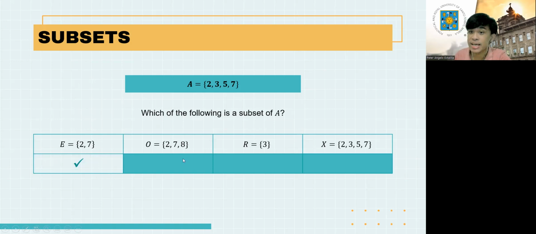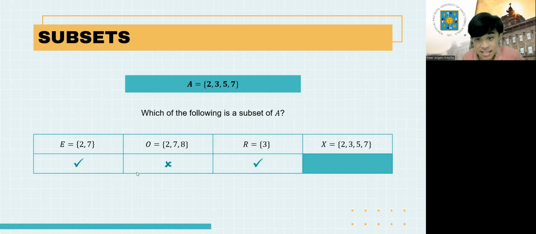Next one, 2, 7, and 8. Correct. Very good, Camille. This is not a subset. Bakit? Because 8 is not part of A. Very good. Next one. Set R. Isa lang yung element niya, 3. Is this a subset of A or not? This is a subset of A. Last, 2, 3, 5, and 7. This is familiar. And that is a subset of A. Dahil they are equal sets.